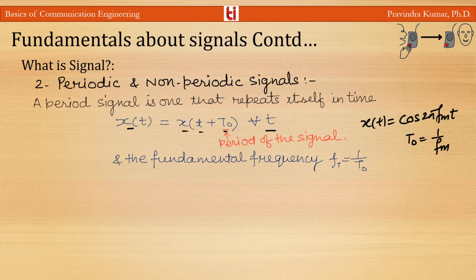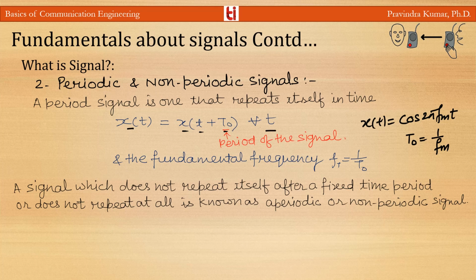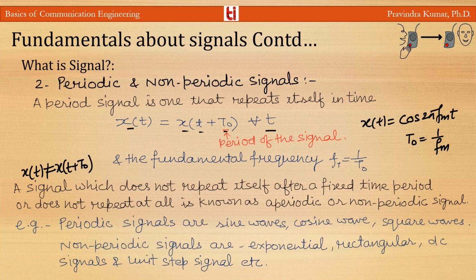A signal which does not repeat itself after a fixed time period or does not repeat at all is known as a non-periodic or aperiodic signal. These signals have the condition that x(t) will not be equal to x(t + t0). For example, periodic signals are sine waves, cosine waves, square waves, and non-periodic signals are exponential, rectangular, DC signals, and unit step signals, etc.